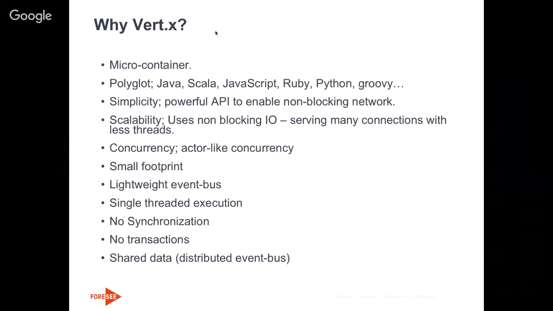Very quickly, why Vert.x? Vert.x is a reactive micro container. You can implement your microservices in it. It's a polyglot platform, so don't say, okay, it's Java, and if I need, for example, Groovy or JavaScript or Python, I would have issues. It's a polyglot platform, and that's really nice for Mesos, because you can do your machine learning microservices, you can do your RESTful interface, and make everything coexist within the same cluster.